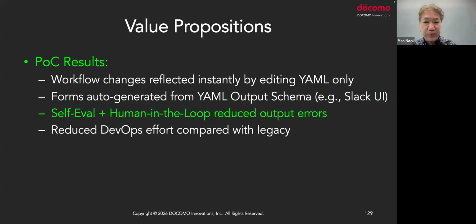Self-evaluation with human in the loop reduced output errors. Finally, compared with the legacy system, we reduced the overall DevOps effort. In the old environment, every rule change required a code edit, CI/CD, and redeployment. With POP, most of that work is replaced by simple YAML edits and version control. This significantly lowers the operational overhead.